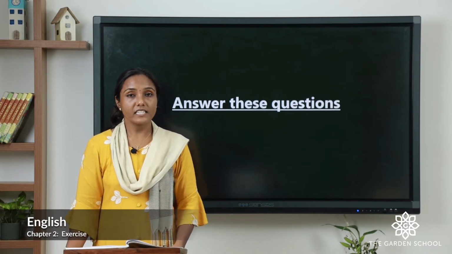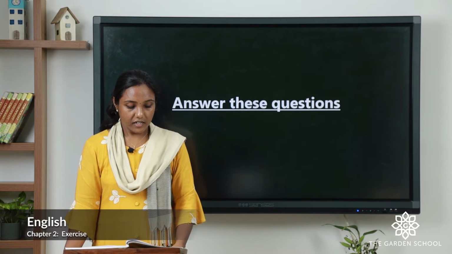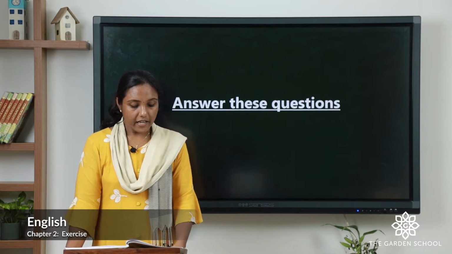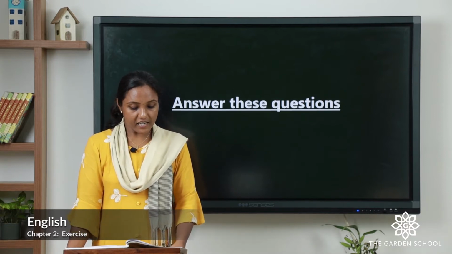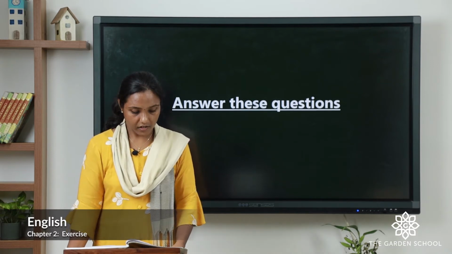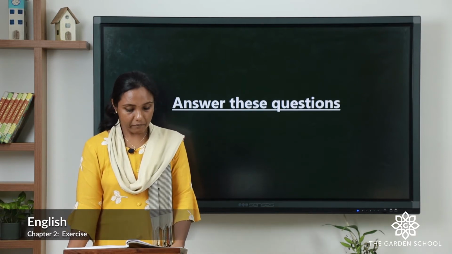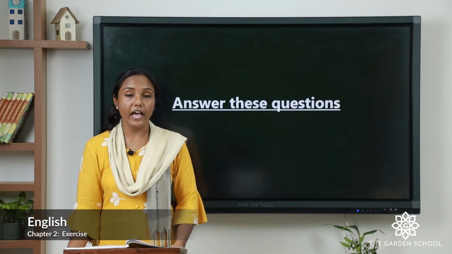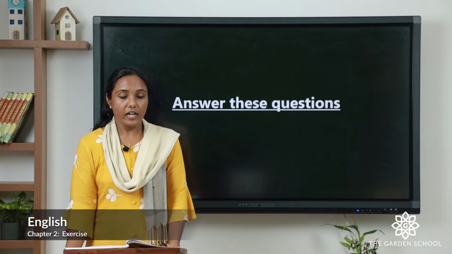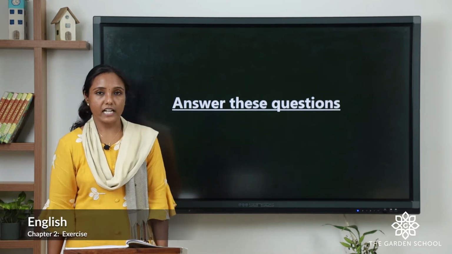So now let's see the answers. The family in the poem is a loving family. Okay? The family members sing and dance in the living room. In a happy family, all members love and trust each other. Okay, now let's see the question answer.